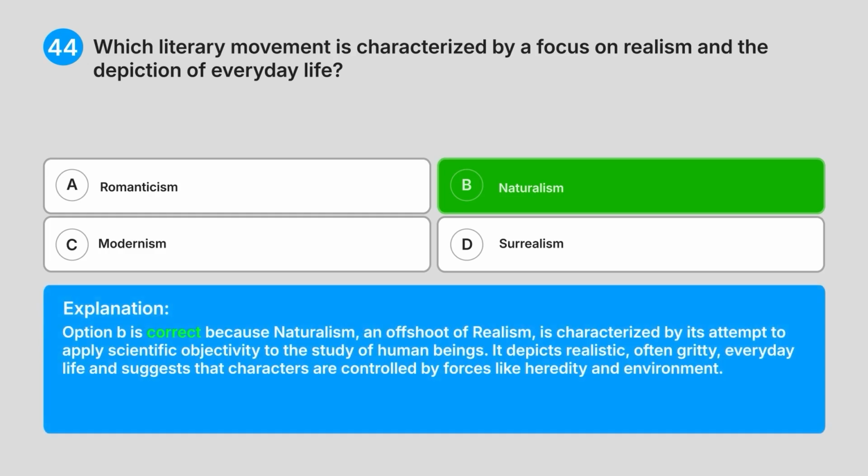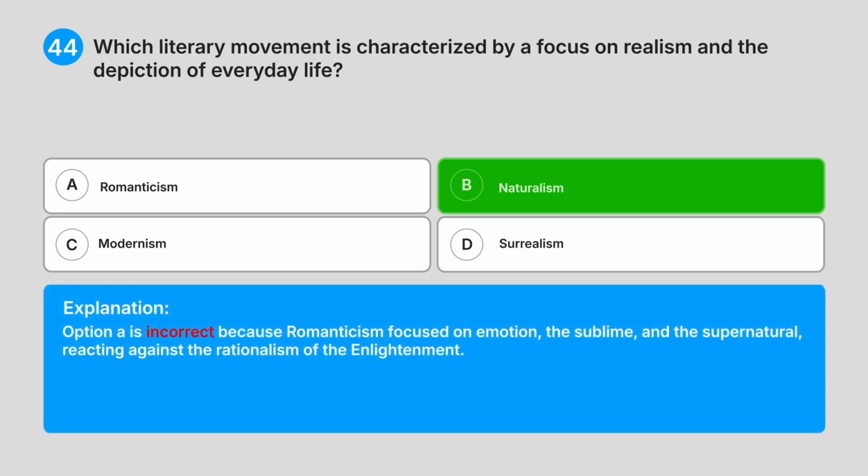Explanation. Option B is correct because naturalism, an offshoot of realism, is characterized by its attempt to apply scientific objectivity to the study of human beings. It depicts realistic, often gritty everyday life and suggests that characters are controlled by forces like heredity and environment.